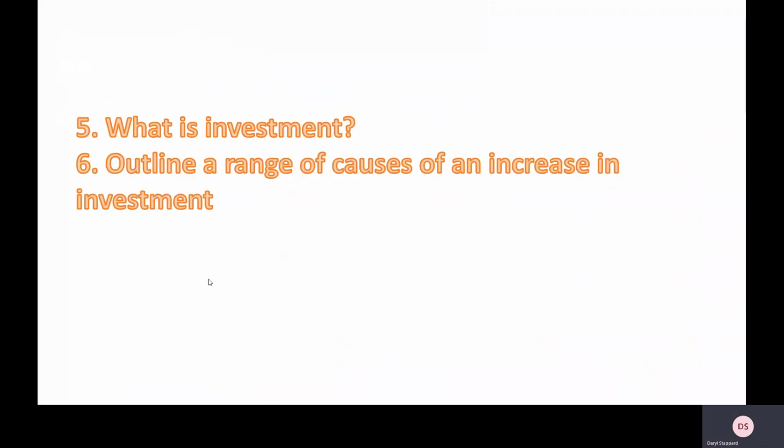Right, next thing, we're moving away from consumption now towards investment. So if you can now write down, please, these next two questions. So number 5 is, what is investment? And number 6, outline a range of causes of an increase in investment. Once you've written them down, hit pause and start writing your answers. Once your answers are down, again, hit play.